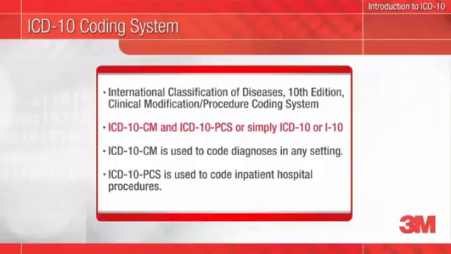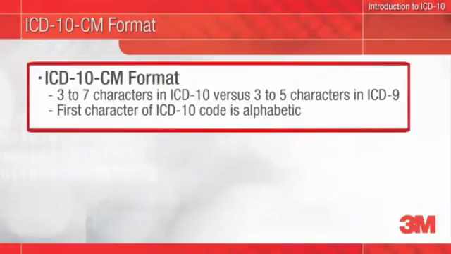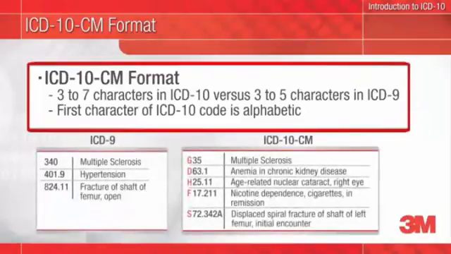ICD-10 consists of two parts. ICD-10-CM is used to code diagnoses in any setting, and ICD-10-PCS is used to code inpatient hospital procedures. The format of ICD-10-CM is similar to ICD-9-CM with a few key differences. One difference is that an ICD-10-CM code has 3 to 7 characters, where an ICD-9-CM code has 3 to 5 characters. Here are a few examples of codes for you to review.